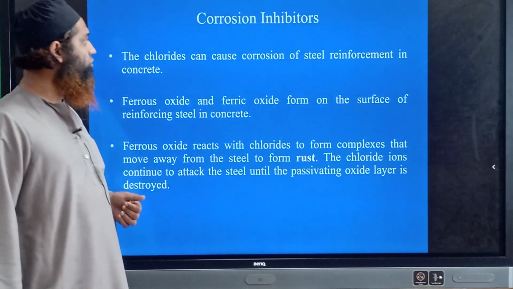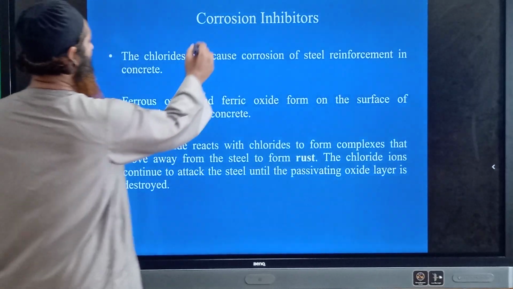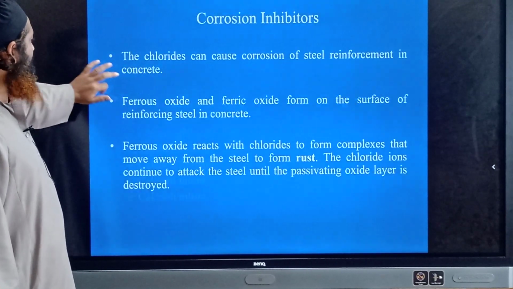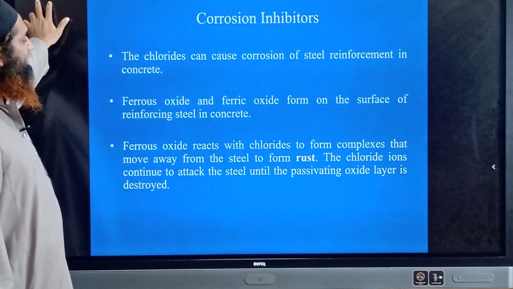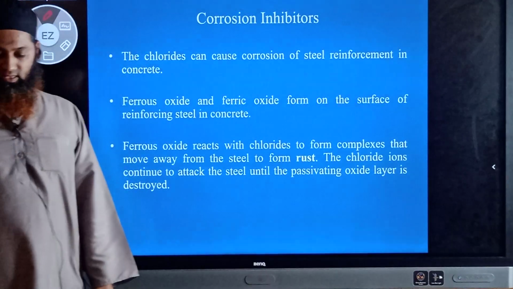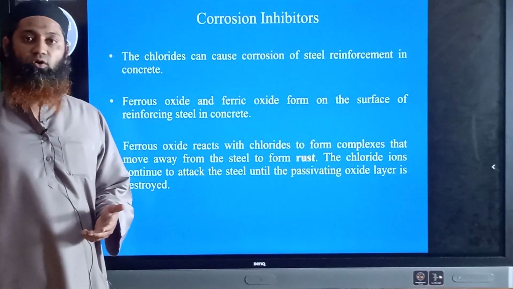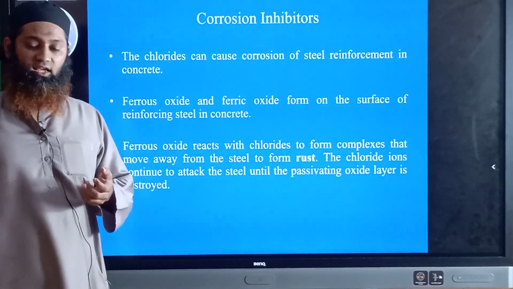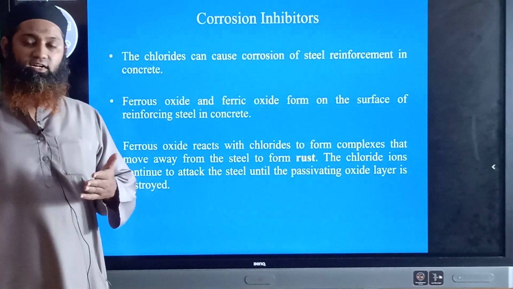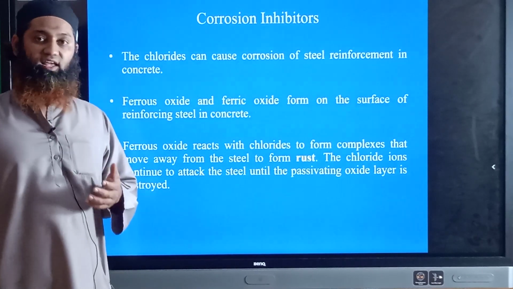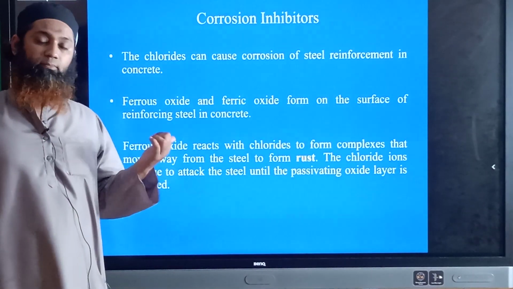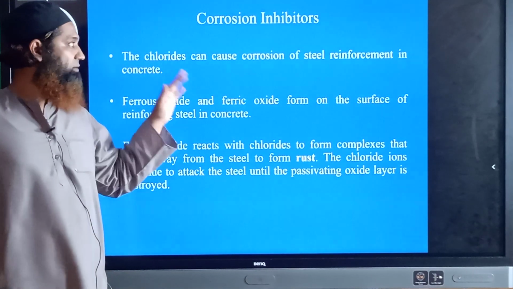Here let us see corrosion inhibitors. What do we want from these corrosion inhibitors, and how do they perform? What is a corrosion inhibitor? As I had told you, at some places where corrosion takes place and the reinforcing steel in the concrete is getting corroded because of contact with water, under those conditions we have to go for this type of admixture where the corrosion can be reduced.